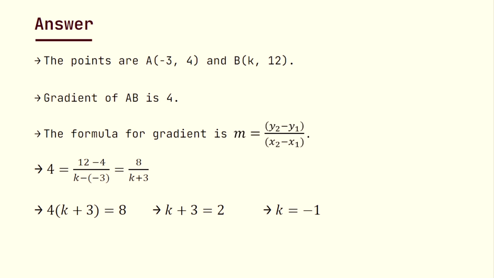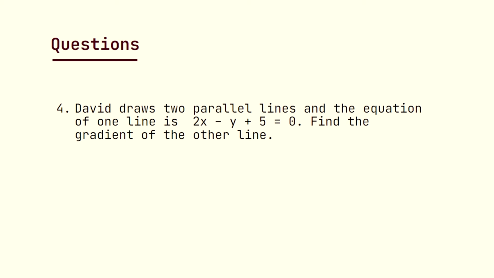Question number 4 is: David draws two parallel lines, and the equation of one line is 2 times x minus y plus 5 equals 0. Find the gradient of the other line. From this question, we know there are two parallel lines, so we have to find two gradients. The first line is from the equation 2 times x minus y plus 5 equals 0. We can find the gradient from this equation.